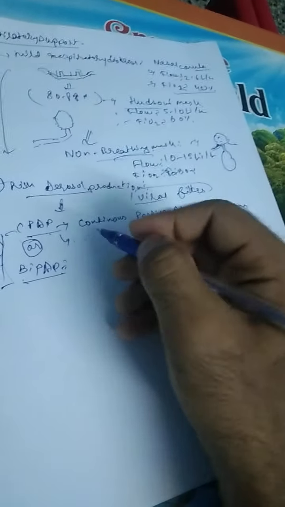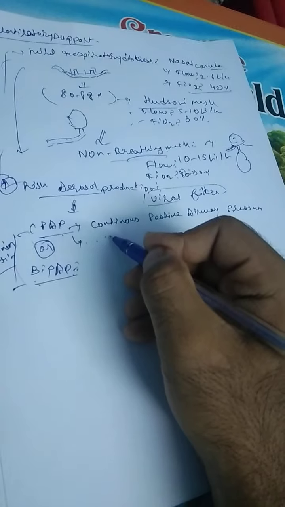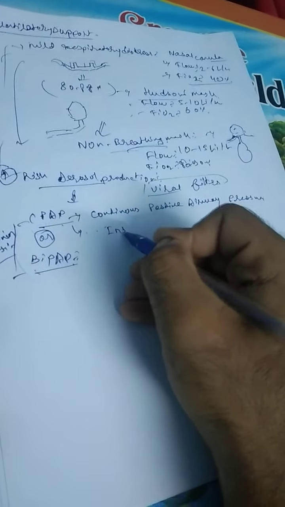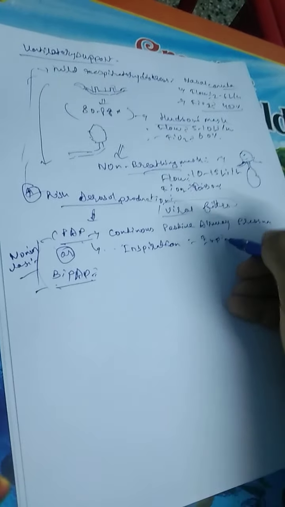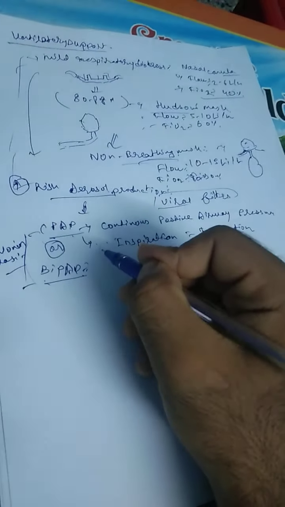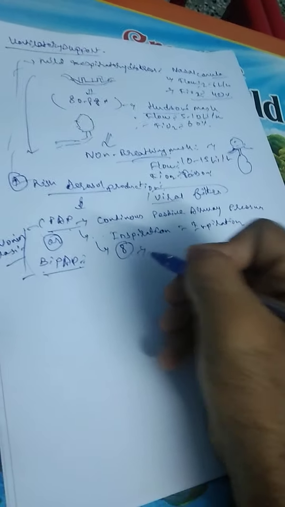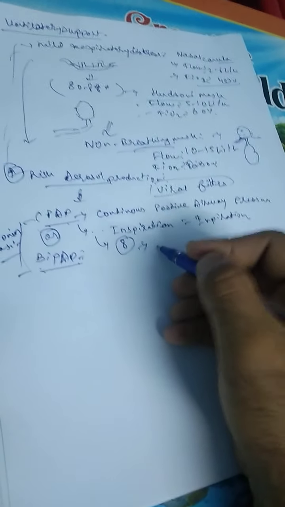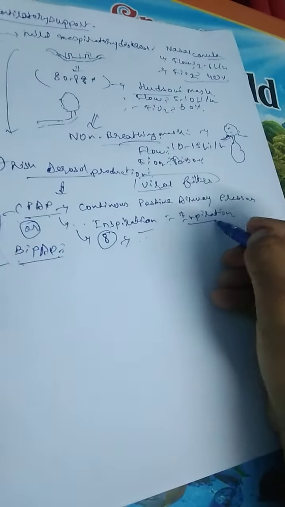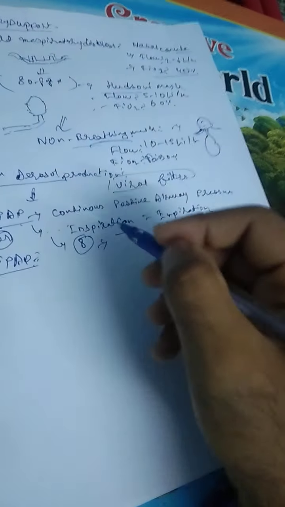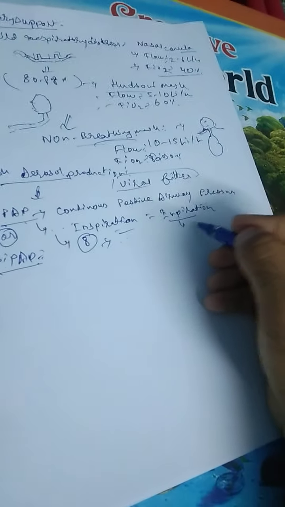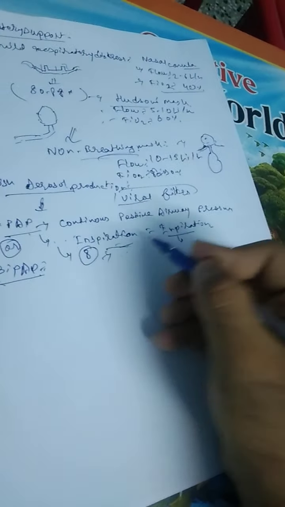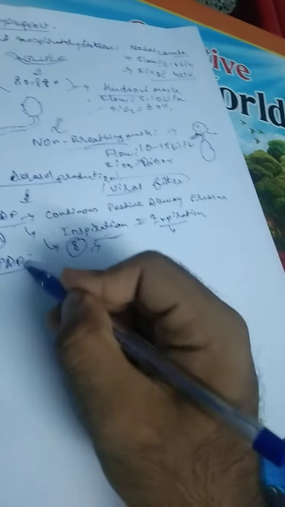CPAP produces a continuous pressure, the same pressure at both inspiration and expiration. Suppose we set a CPAP device at a value of 8, it would provide 8 centimeters of water pressure at both inspiration and expiration. Why is it important? Because at expiration it prevents the alveoli from collapsing. We will talk about this CPAP device further in the video.